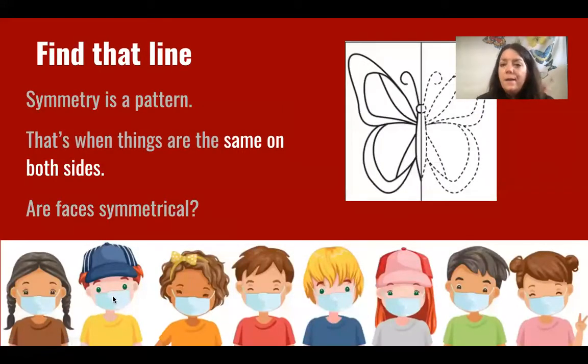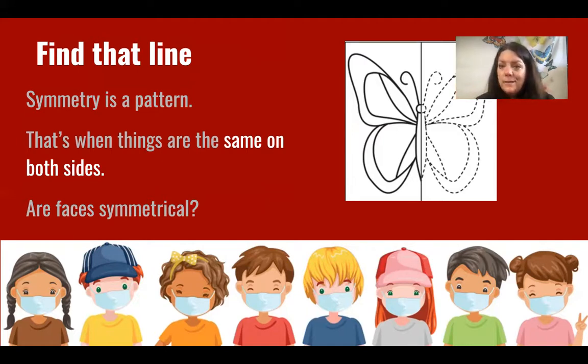Another pattern we have in our life is called symmetry. That means one side is equal to the other. If you take your hand and put it right down the middle of your face, I want everyone to do this, and hopefully you can see yourselves on your screen. One side of your face is going to look very similar to the other side. That's symmetry. Symmetrical, we like to say. Faces are symmetrical, so one side of our face looks almost exactly like the other side. One side of our body looks almost exactly like the other side of our body.